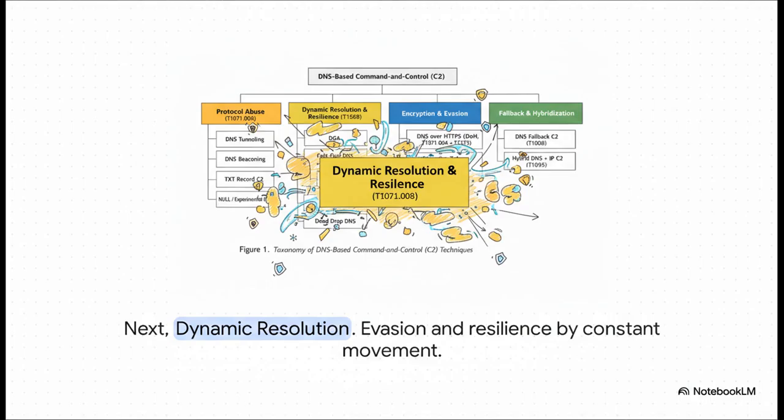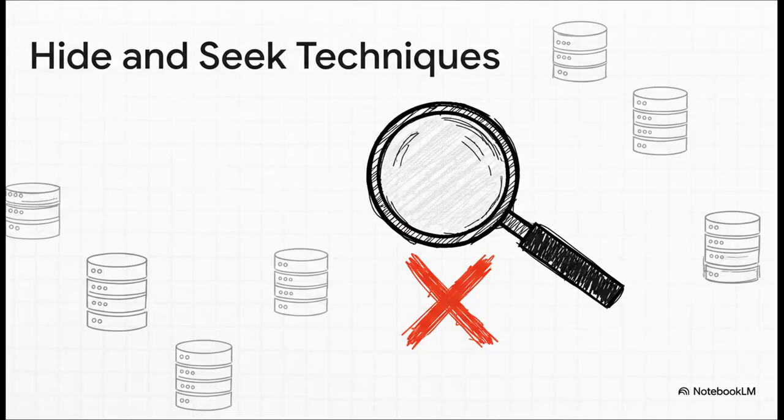This is all about evasion through constant, relentless movement. The whole strategy here is just make the C2 server a moving target. Instead of one static address that defenders can just blacklist, they use a whole bunch of clever tricks to make sure it's never in the same place twice.